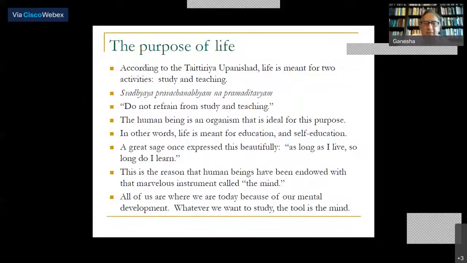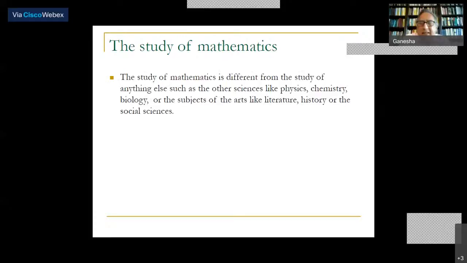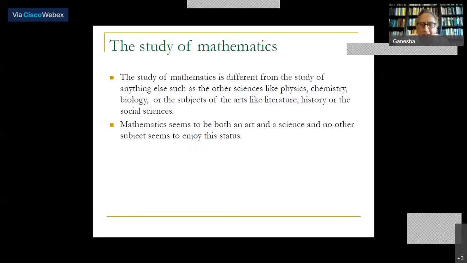Now, in the study of mathematics, which I want to focus on in this talk, it holds an exalted position. Pardon me for the bias, but this is a fact of life. Mathematics seems to hold an exalted position different from the study of anything else, such as the other sciences like physics, chemistry, or biology, or the subjects of the arts like literature, history, or the social sciences. Mathematics seems to be both an art and a science, and no other subject seems to enjoy this status. Even philosophy doesn't seem to enjoy this status. Mathematics seems to have a unique position in the whole galaxy of knowledge.